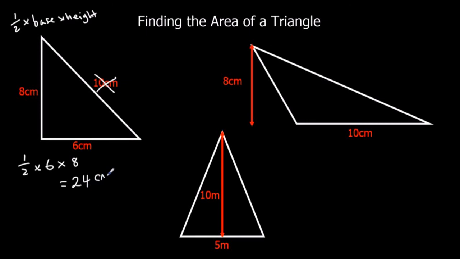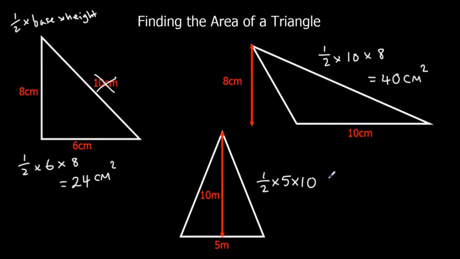So 24 centimeters squared. This is the perpendicular height, so we've got half times the base, which is 10, times the height, which is 8. Half times 10 is 5, and 5 times 8 is 40, so 40 centimeters squared. And this one's in meters, but that doesn't make a difference, so half times base, which is 5, times the height, which is 10. In this case, I think it's easiest to times these first and then half it. So 5 times 10 is 50, and half of 50, that's 25 meters squared this time.